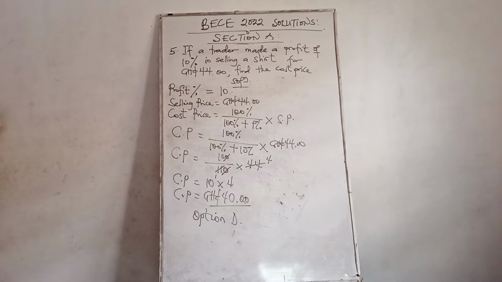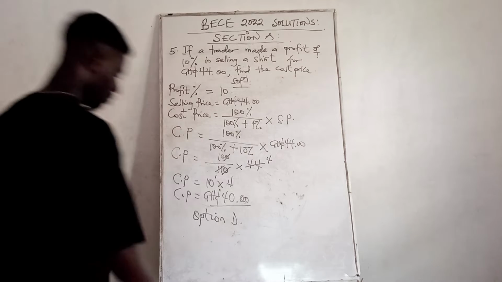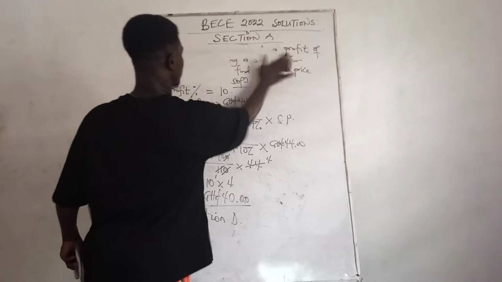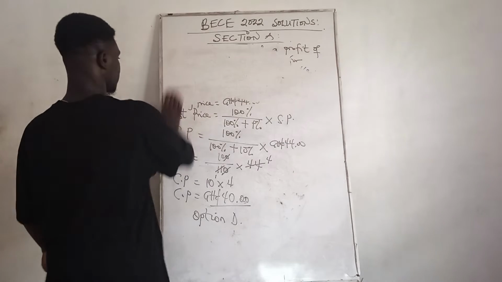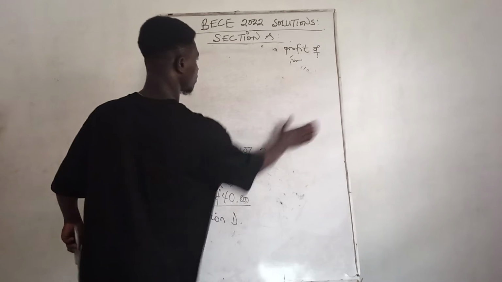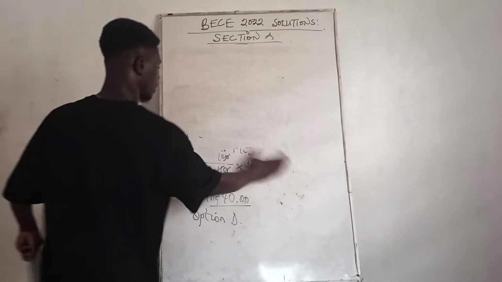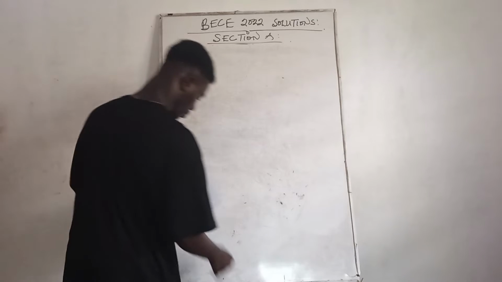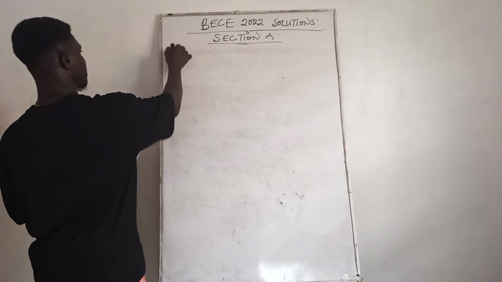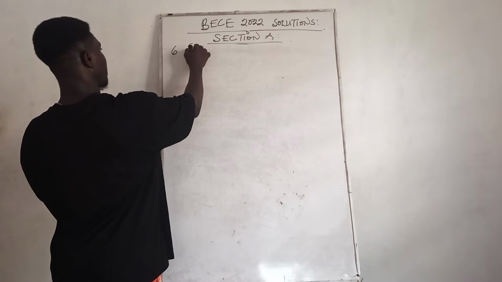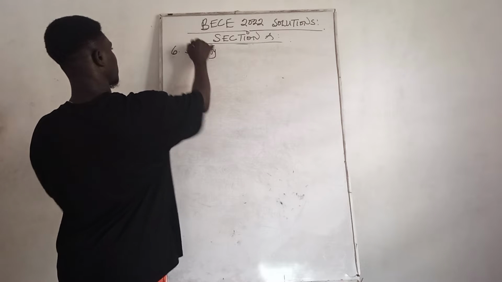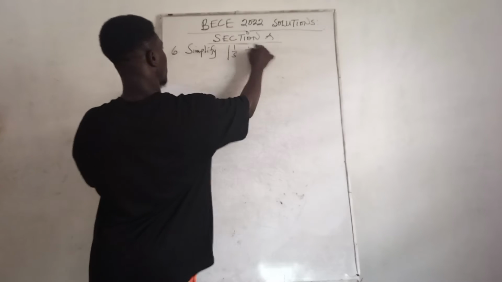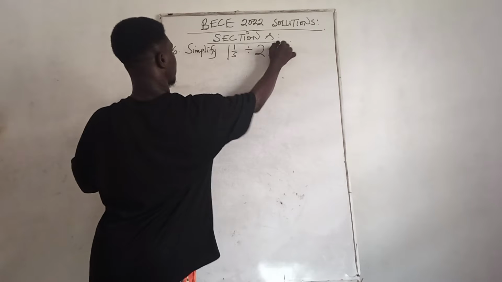All right, let's move on to question 6. In question 6, we have simplify 1 whole 1 on 5 divided by 2 whole number 1 on 10.